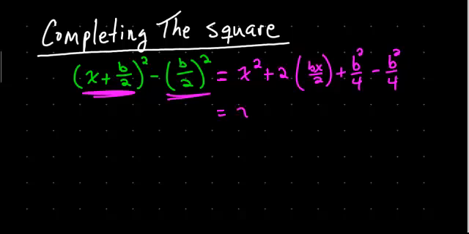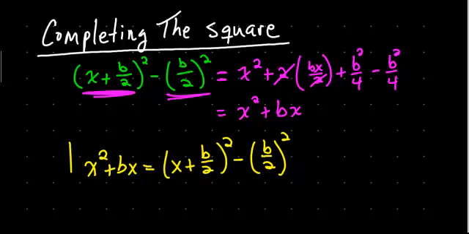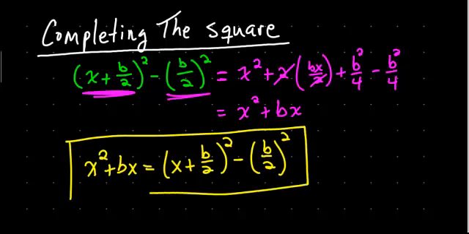Simplifying, the 2's cancel, and I get x squared plus bx. And b squared over 4 minus b squared over 4 is 0. So in the end, what we're getting is x squared plus bx equals x plus b over 2, squared, minus b over 2 squared. And that's our little formula, and we just proved it in a couple of lines. That is what we need to know when completing the square.